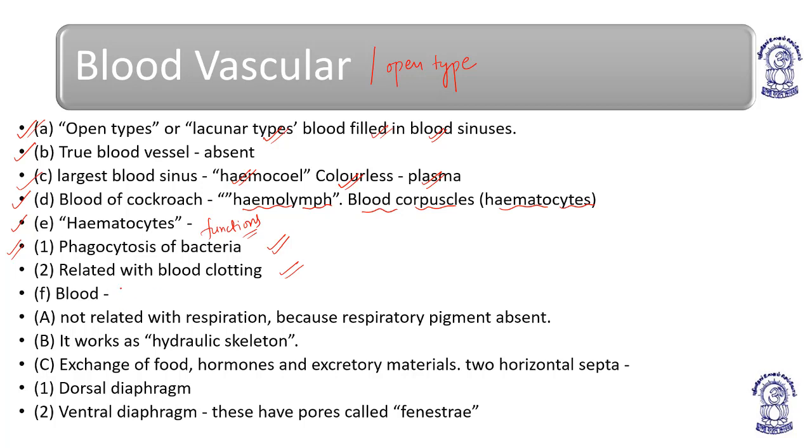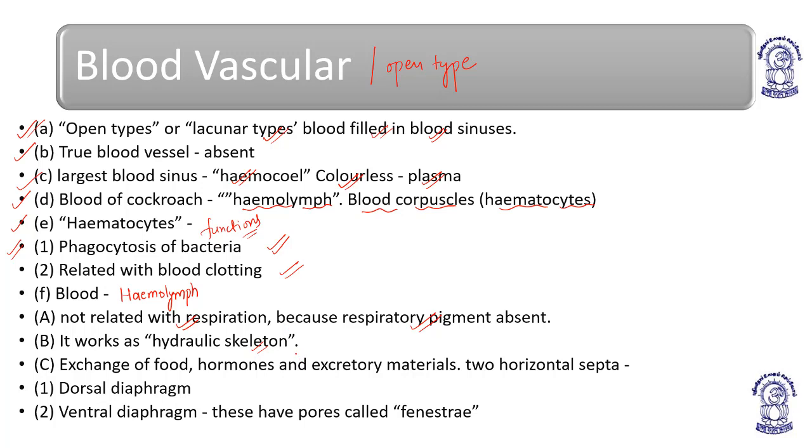Blood, that is hemolymph, is not related with respiration, because respiratory pigment is absent. It works as a hydraulic skeleton, as it has a colorless fluid, which is plasma. The corpuscles present in this blood are of amoeboid shape, and they are basically of two types. First is the proleukocyte, which are small corpuscles.